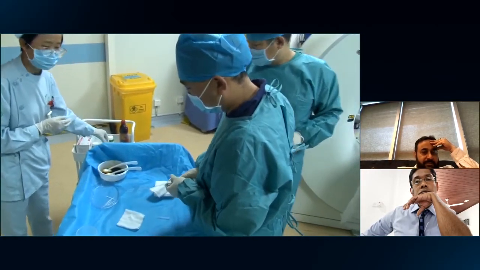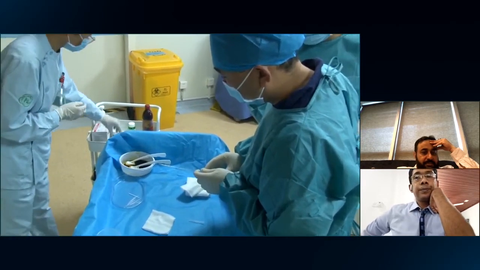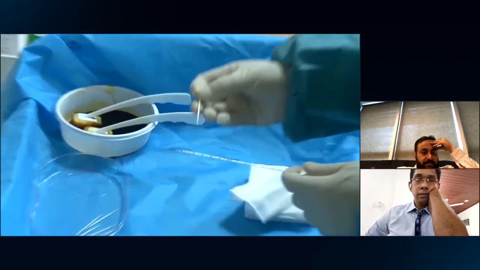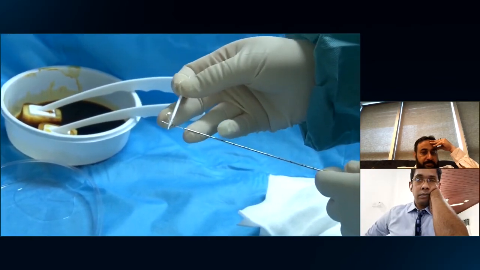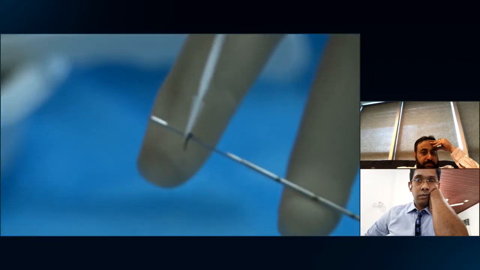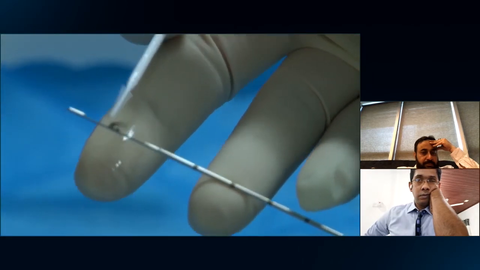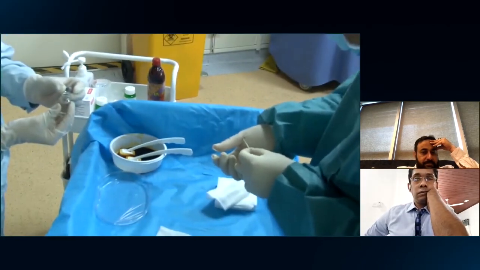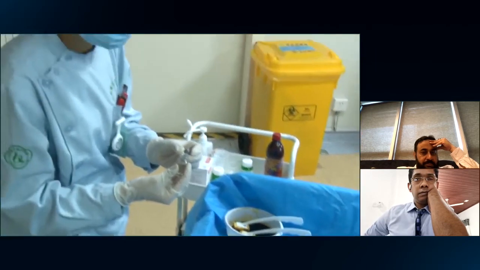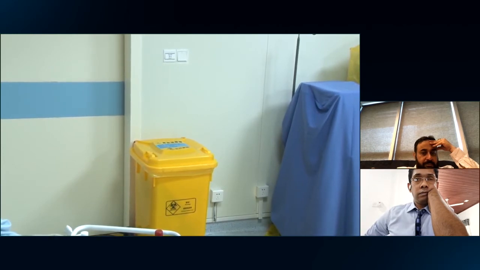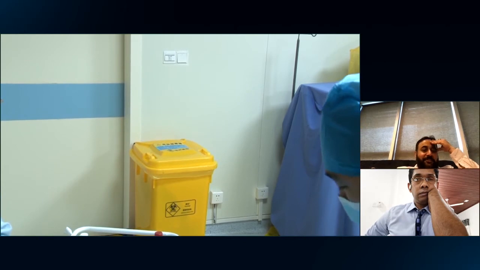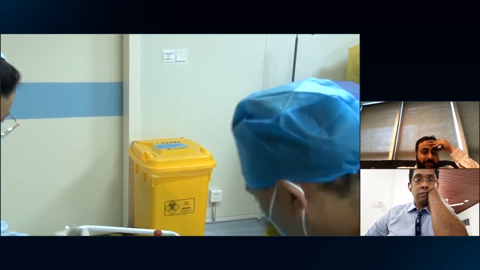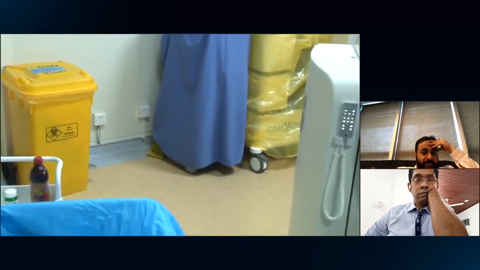So we go through the coaxial needle. The advantage is that we can get specimen multiple times. The third one.